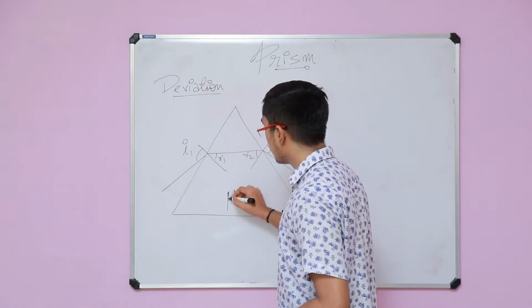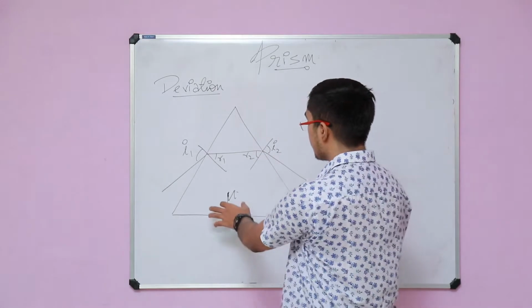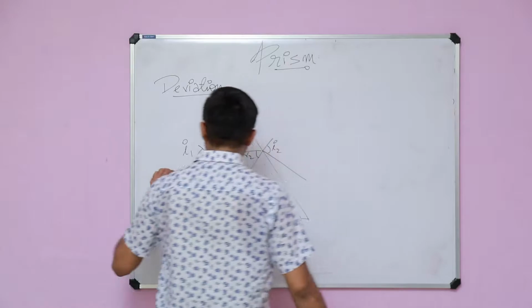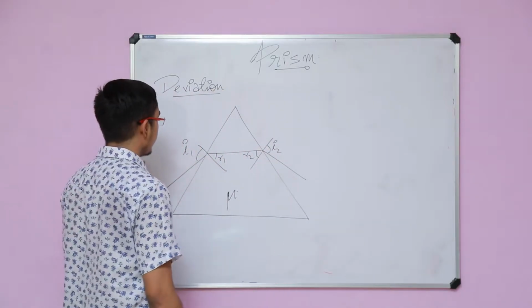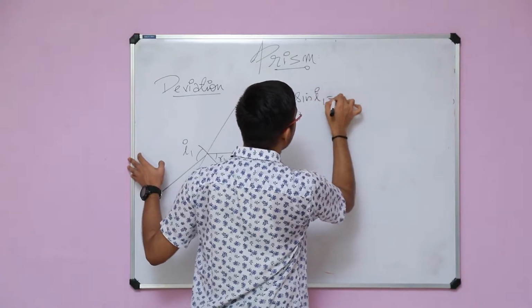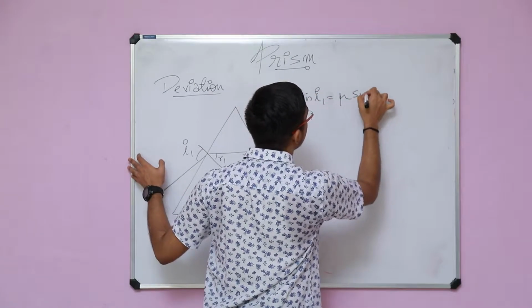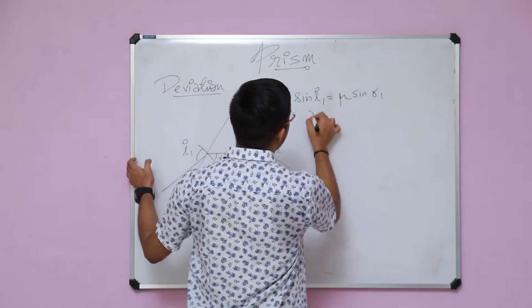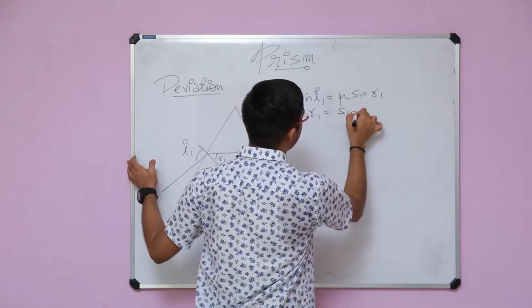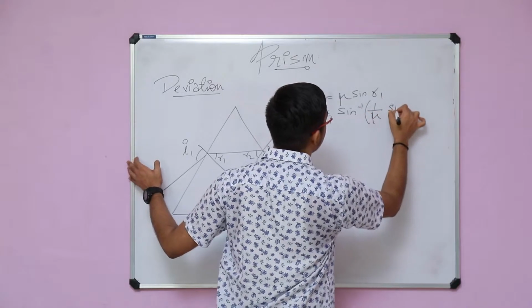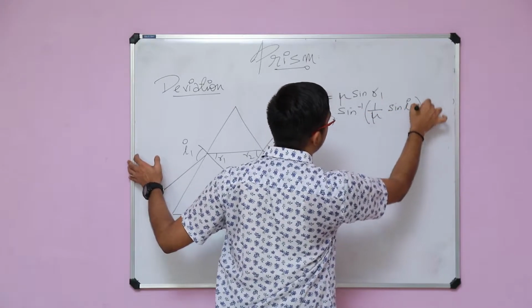It may be glass or may not be glass. Let us say that generally speaking it is mu, depending on the material of the prism. So first of all, if I apply Snell's law over here, it will be 1 sin I1 is equal to mu sin R1, isn't it? So from here, what is R1?